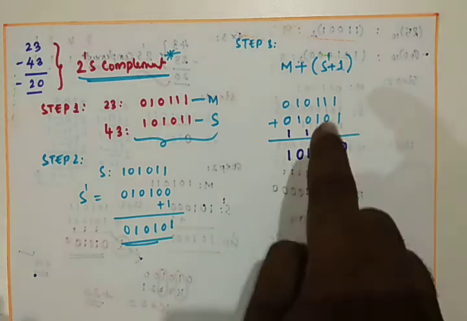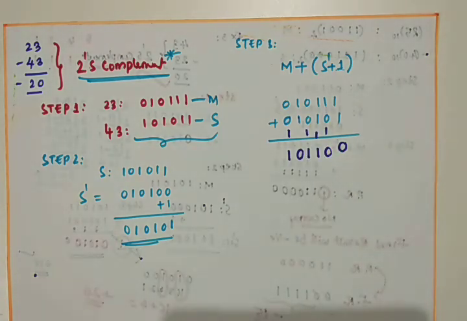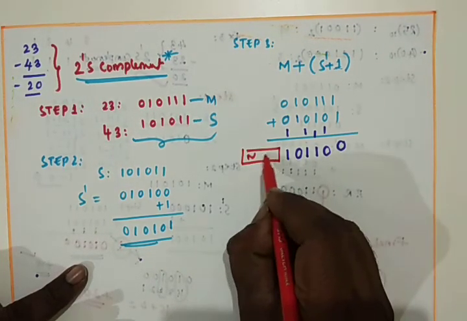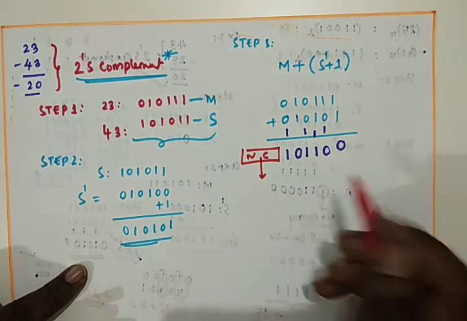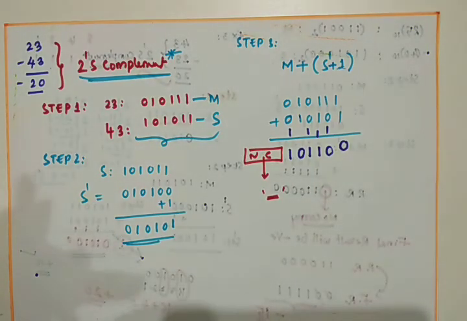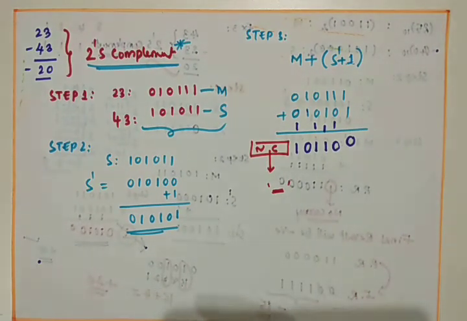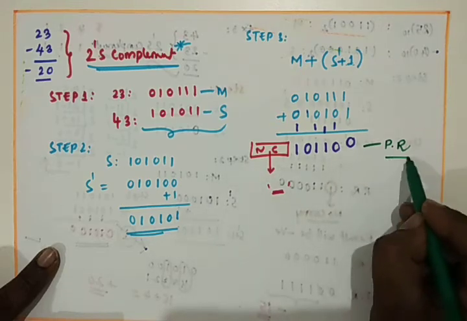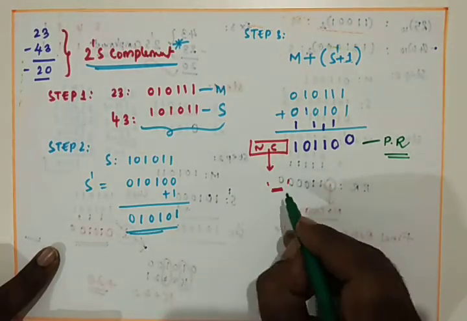See this one? The minuend is 6 bits and the subtrahend is also 6 bits, so there is no carry here. If there is no carry, the result will be negative. You should understand that. The result is negative. To get the final result, what do we have to do? We have to perform the 2's complement of the primary result. This is the primary result, right? In the primary result there is no carry, so we should understand that the final result will be negative.